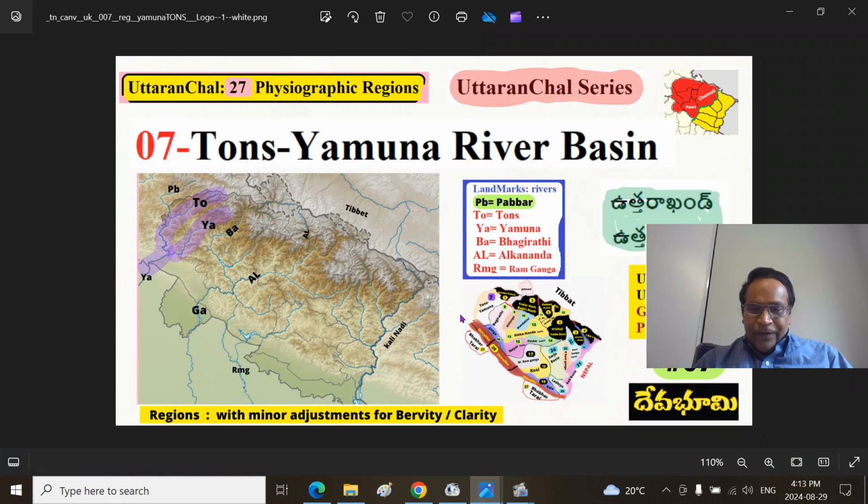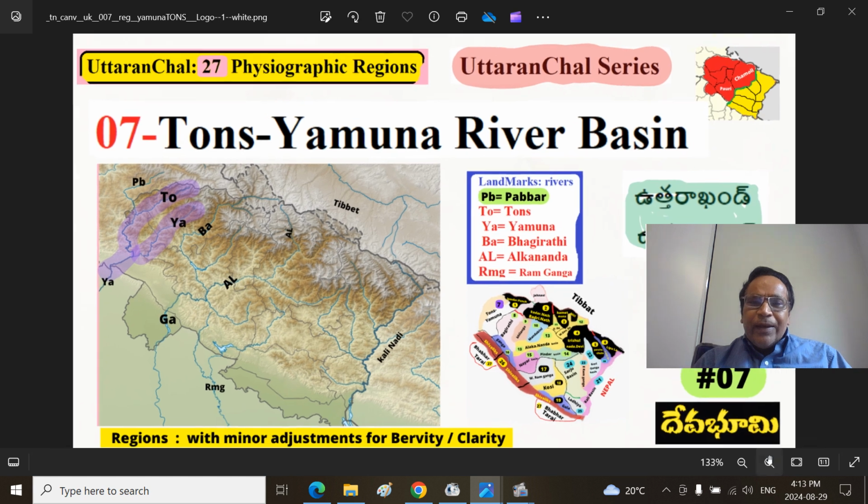After going over this, I will show you different terrain maps of the Tons Yamuna Basin that will give you a deeper understanding of the land. That will be the most important part of this presentation.